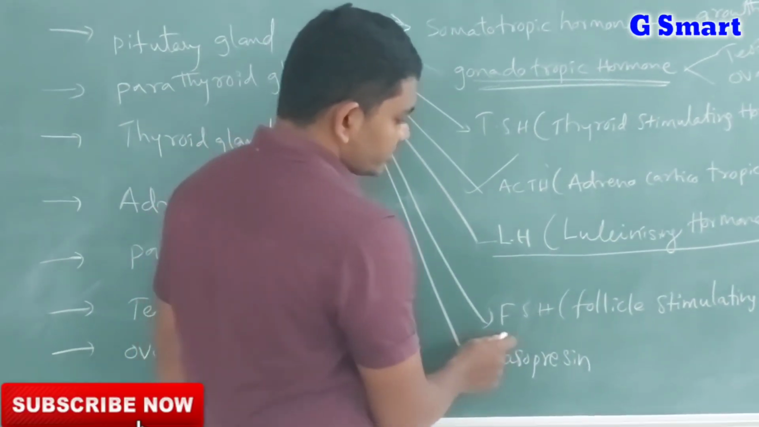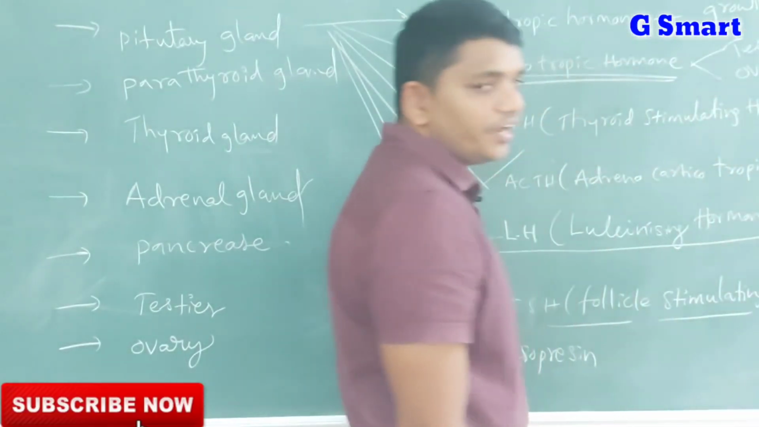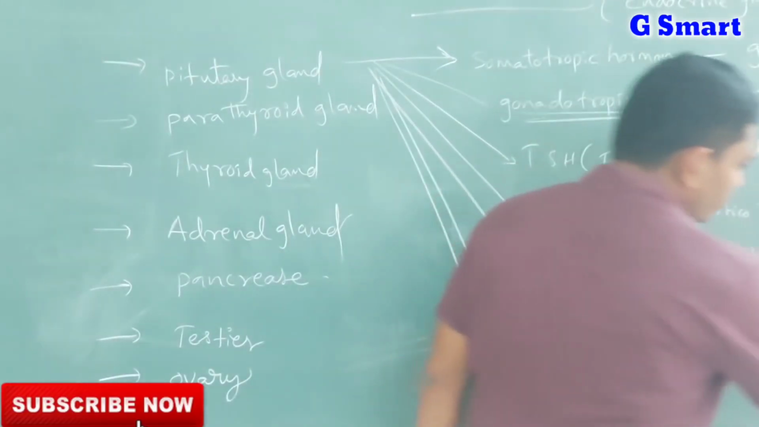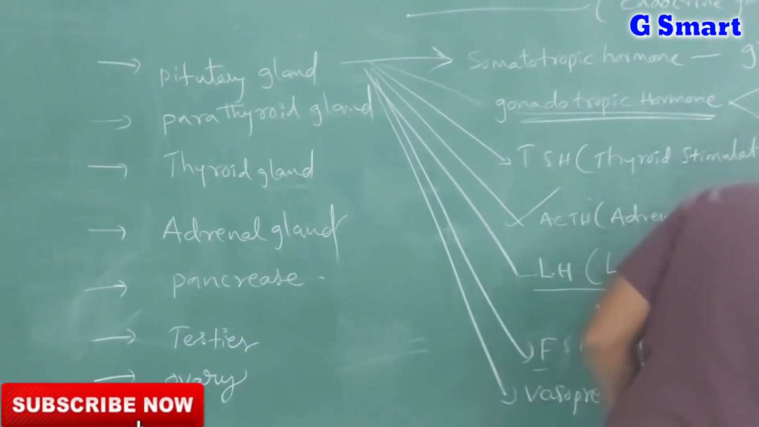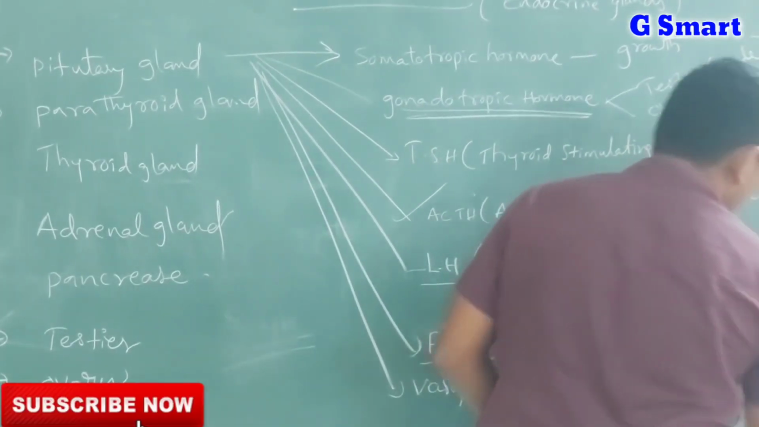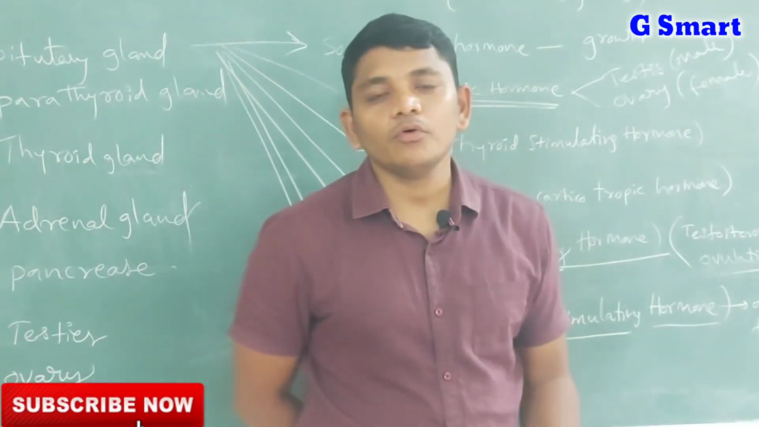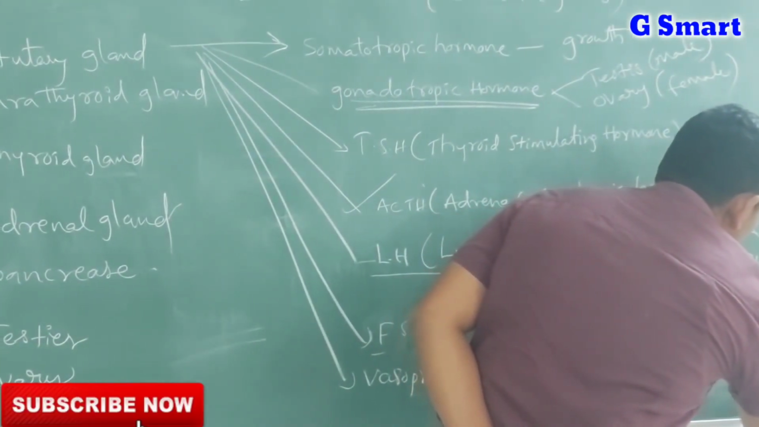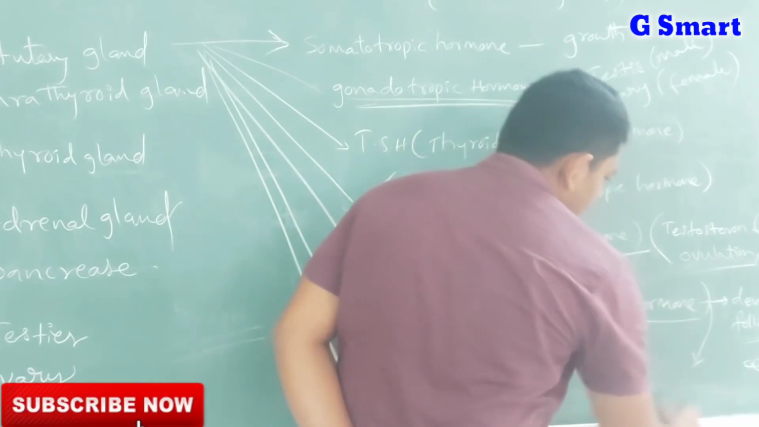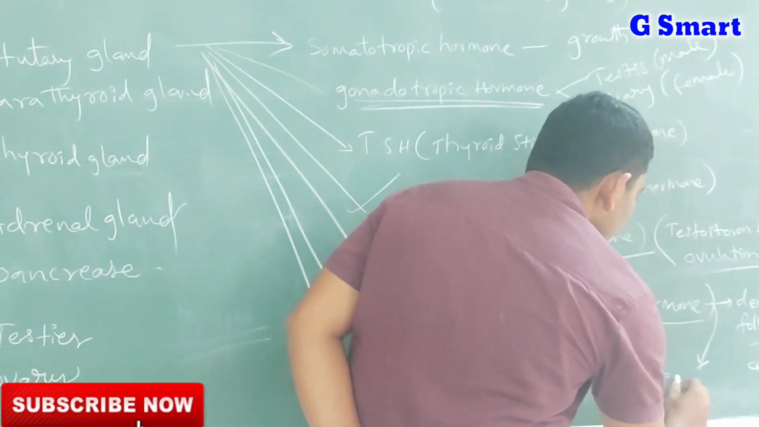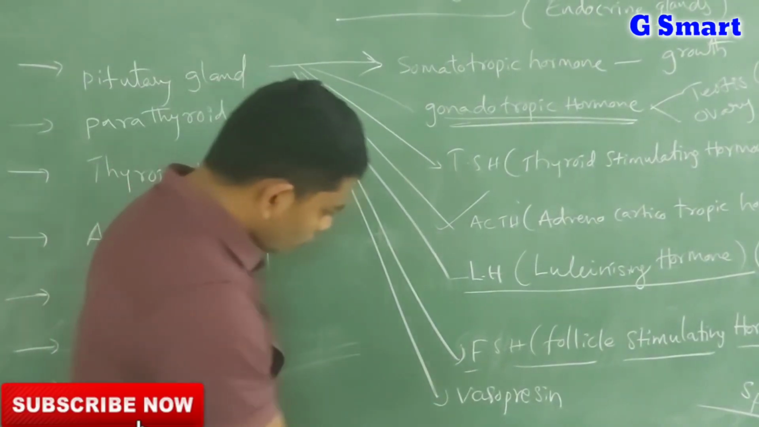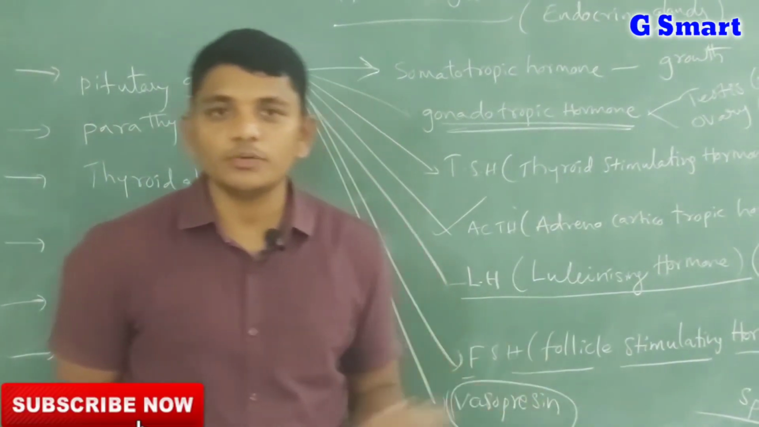Let us discuss FSH, follicle stimulating hormone. The name indicates that it helps in the development of follicles, and also it helps in the release of oxytocin hormone. It also promotes the hormone called estrogen in females. These are the main important hormones released by the pituitary gland. And one more important thing is vasopressin, which is also released by the pituitary gland.